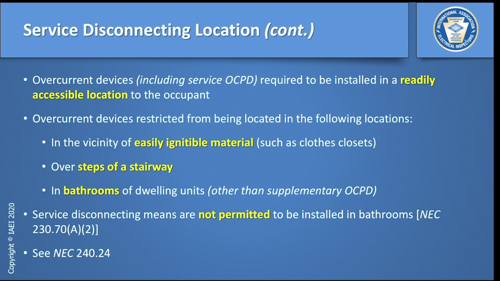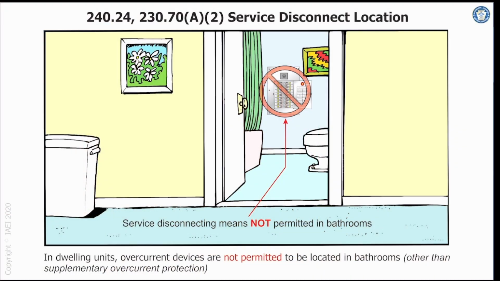Then you have your service disconnecting location. Again, readily accessible location. Overcurrent devices are restricted from being located in the following: easily ignitable material, on the steps or stairways, or in bathrooms. Service disconnecting means are not permitted to be installed in bathrooms in 230.70(A)(2). So take a look at 240.24 as well. So that is ungood. This image here, you don't want a panel board. You don't want your service panel board inside of a bathroom.